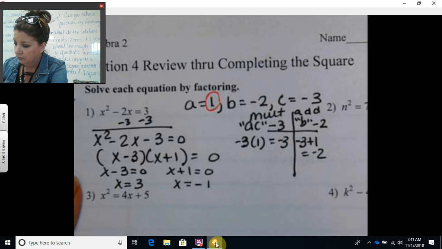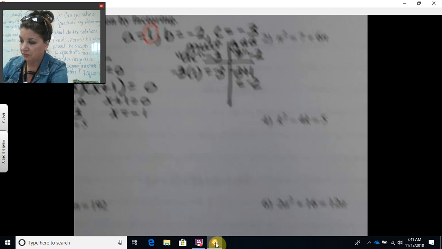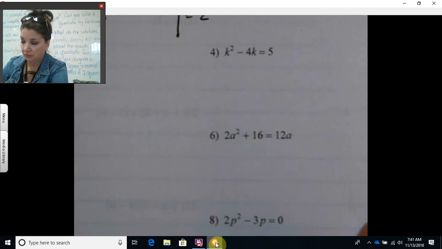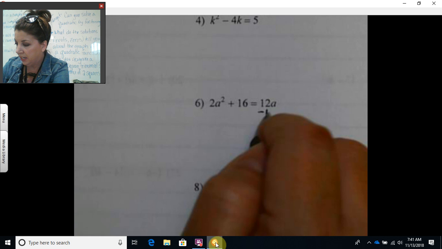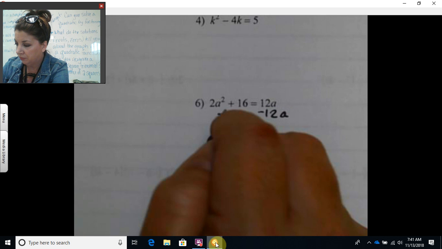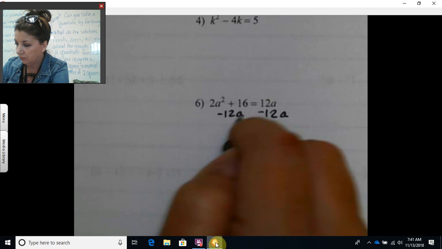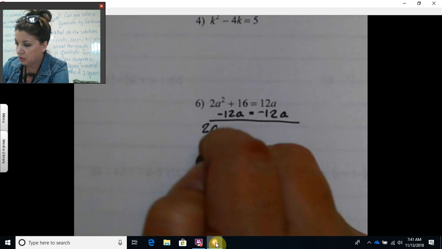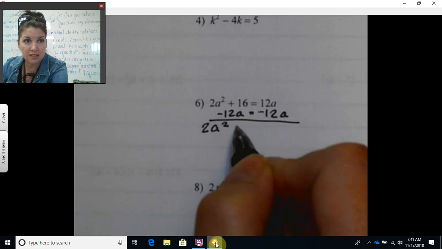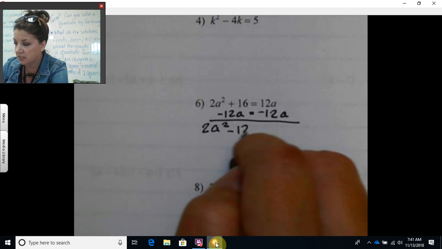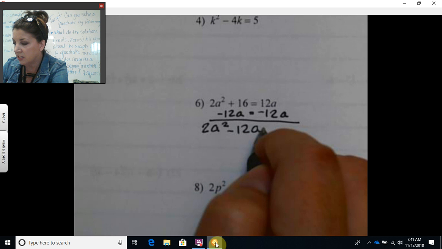Okay, let's look at number 6. If I'm factoring, I've got to set it equal to 0 and in standard form. So I will subtract 12a from both sides, and I get 2a squared. Now don't write plus 16 minus 12a because that's the order that you see it. That would not be in standard form. That minus 12a should come next, and a constant always comes last.